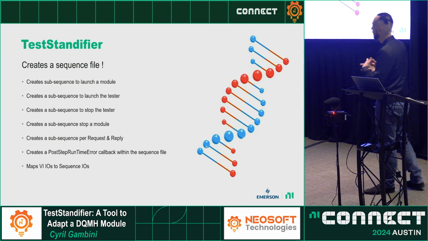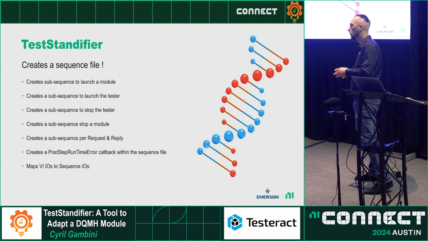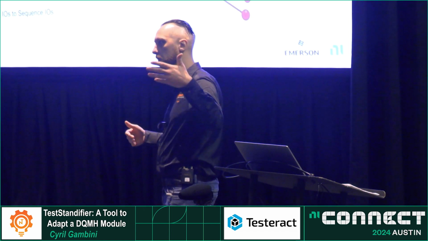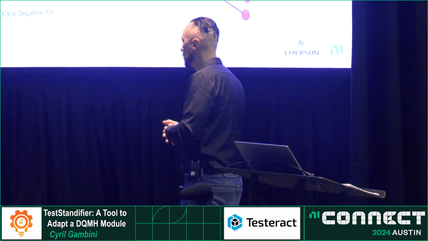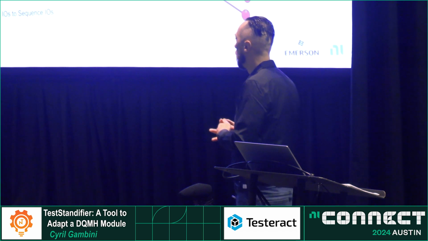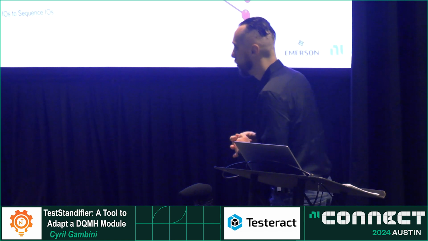And very importantly, we also map all VI IOs to sequence IOs. So when you have a request and reply, you've got some inputs into your LabVIEW VI, and you've got outputs from your LabVIEW VI. We map all that onto parameters into your subsequence. Inputs are linked to parameters by value, and outputs are linked to parameters by reference.